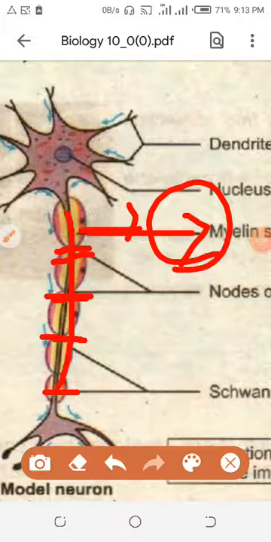S-C-H-W-A-N-N, Schwann cell. So this is the Schwann cell in which the myelinated sheath is present. Don't worry about the word cell, because the neuron is the complete cell. Because the neuron is such a long structure, you can subdivide it into subdivisions. These are just subdivisions, which you will refer to as Schwann cells. And the area in which the myelinated sheath is not present, that is the nodes of Ranvier. I will start the next lecture from here, in which I will tell you the advantage of nodes of Ranvier. Thank you.